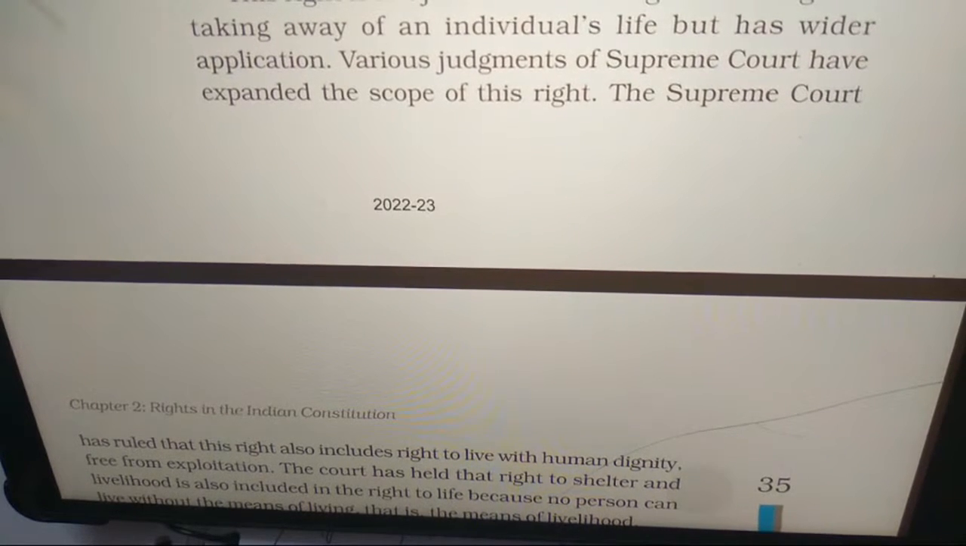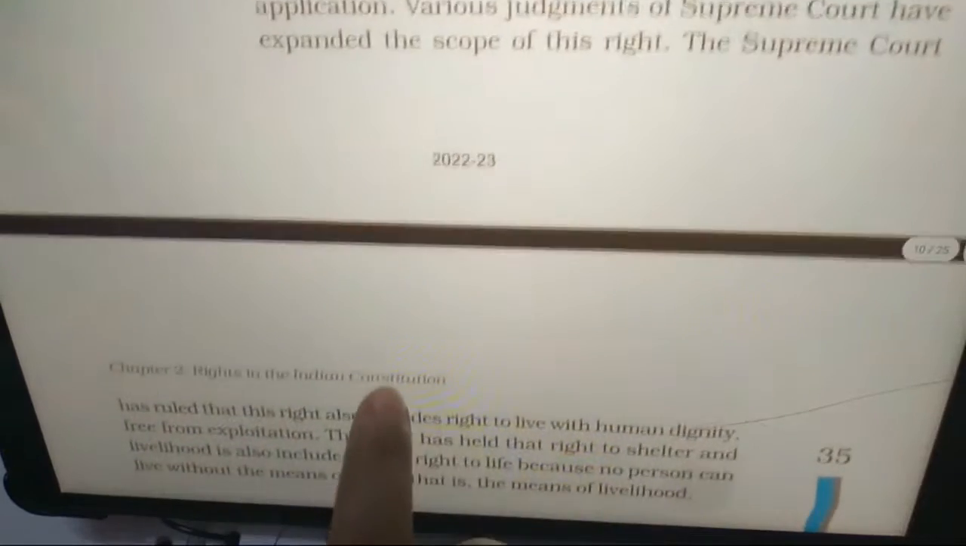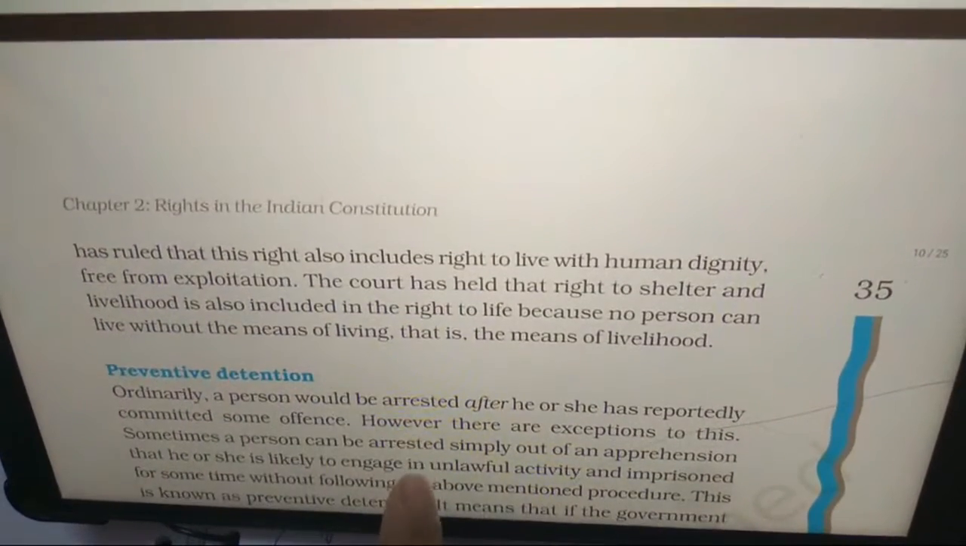This right is not just confined to a guarantee against taking away an individual's life, but has wider application. Various judgments of Supreme Court have expanded the scope of this right. The Supreme Court has ruled that this right also includes right to live with human dignity, free from exploitation. The court has held that right to shelter and livelihood is also included in the right to life because no person can live without the means of living, that is the means of livelihood.